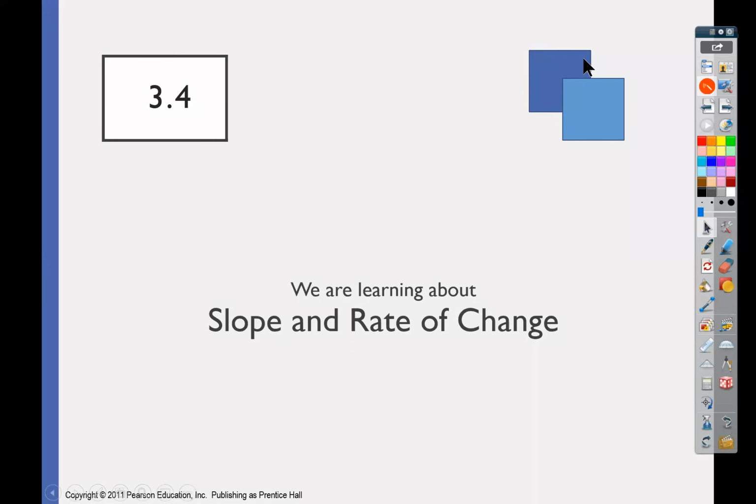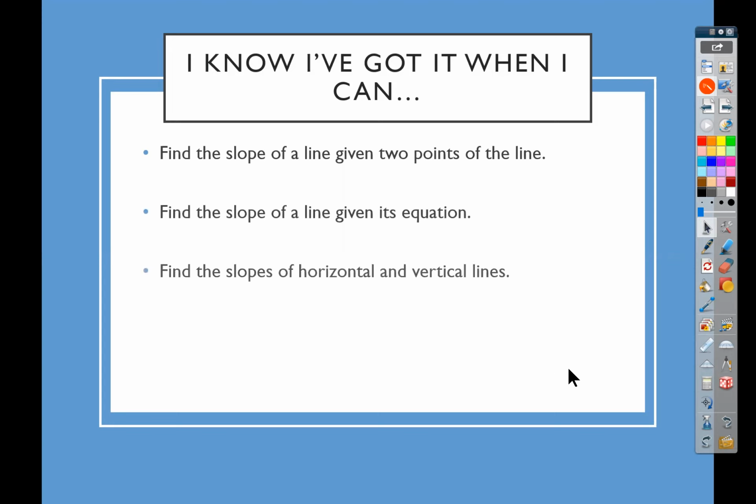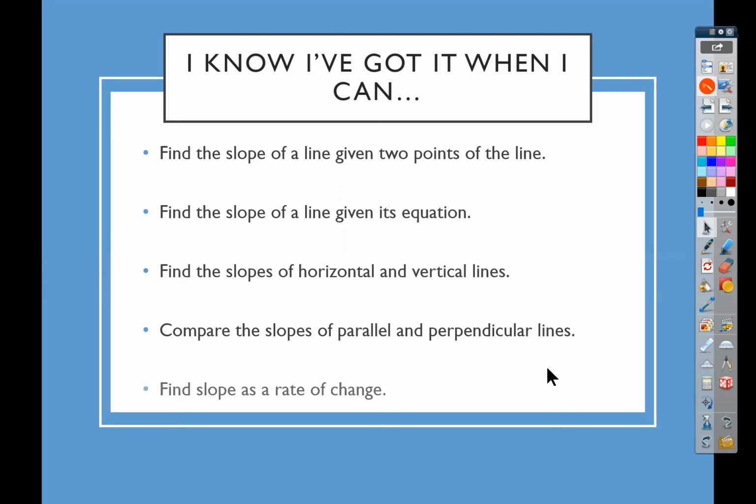Hello, we're learning about slope and the rate of change today. I know I've got it when I can find the slope of a line given 2 points of the line, find the slope of a line given its equation, find the slope of horizontal and vertical lines, compare slopes of parallel and perpendicular lines, and find the slope as a rate of change.